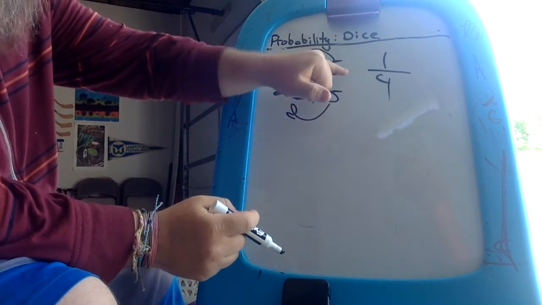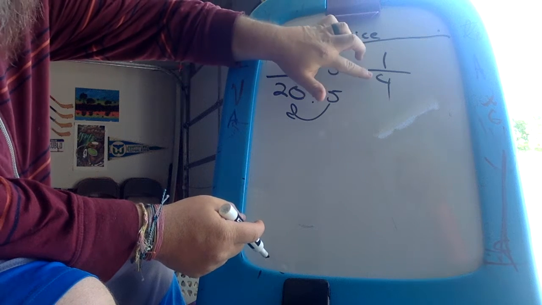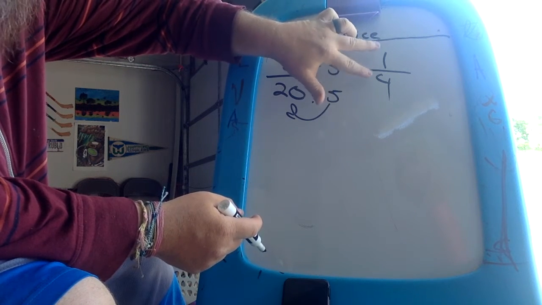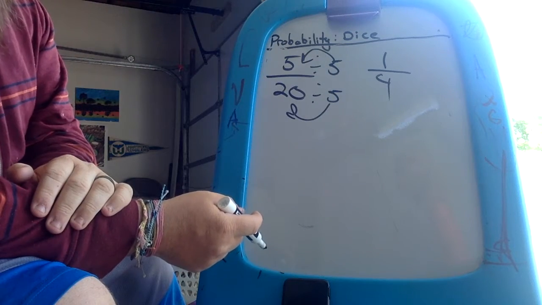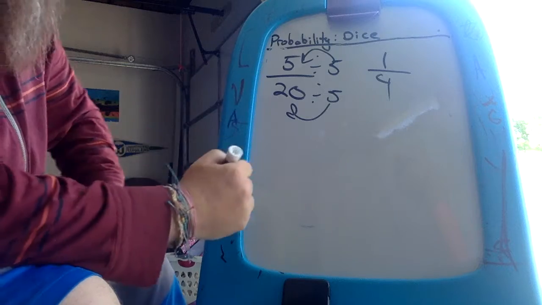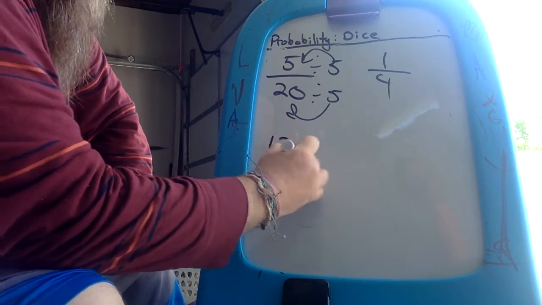So if I look at the 1 and 4th, we know that we cannot break this down anymore, right? We know that the 4 is a composite number, but the 1 is not. So therefore, you cannot convert this to any more than what it is. So the answer would be 1/4, okay? And let's do one more. Let's do 12 and 24.